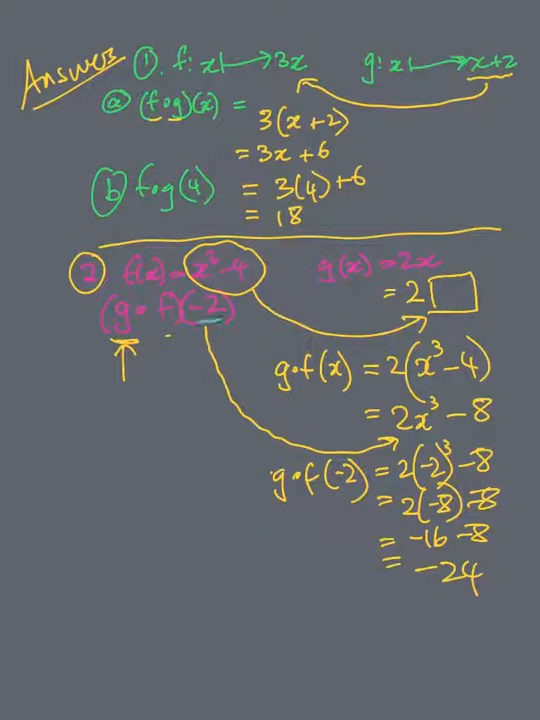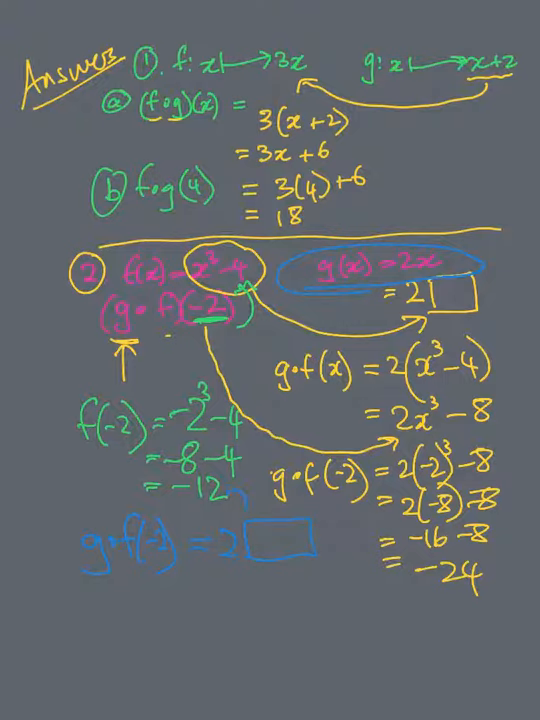You could also have done it the other way. You could have started directly by putting this into this function here. So f of negative 2 is equal to negative 2 cubed minus 4, which is equal to negative 8 minus 4, which is equal to negative 12. Then going back to g of x, g of f of negative 2 is going to be 2 times negative 12. And that also gives you negative 24. So you could have approached this in 2 different ways.